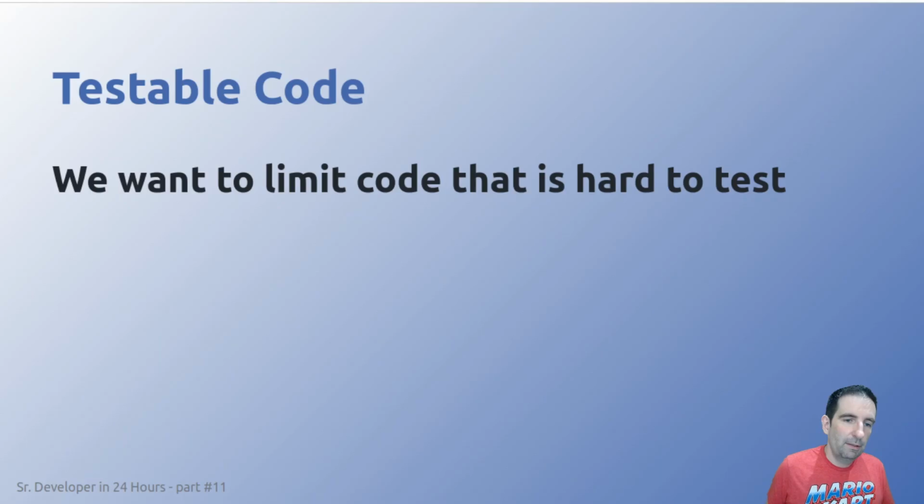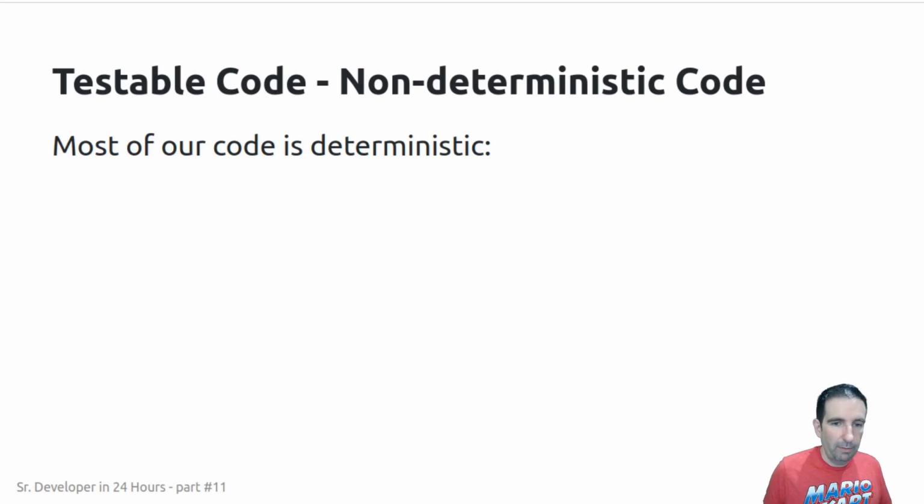Having said that, let's talk about some of the more complicated cases. The first thing we want to keep track of is that we want to limit the code that is hard to test. We want to have very high coverage of our test. We want to cover as much of the code as we can. There's always some little pieces that might not be easy to test, but we want to limit them as much as possible. With that said, most of the code that we write tends to be deterministic.